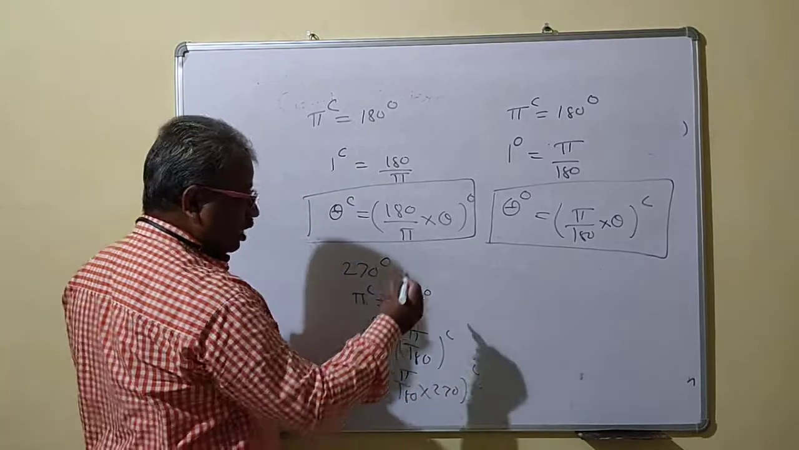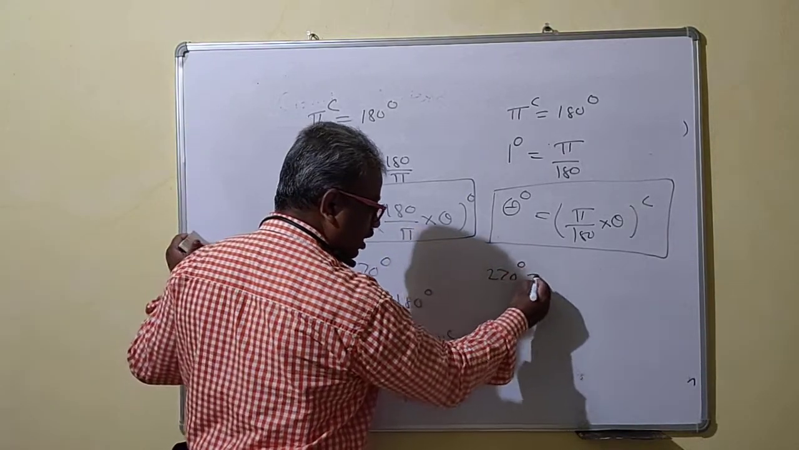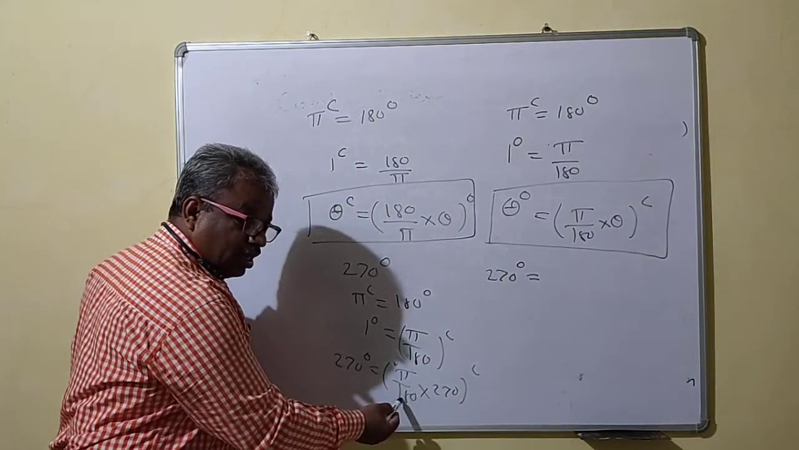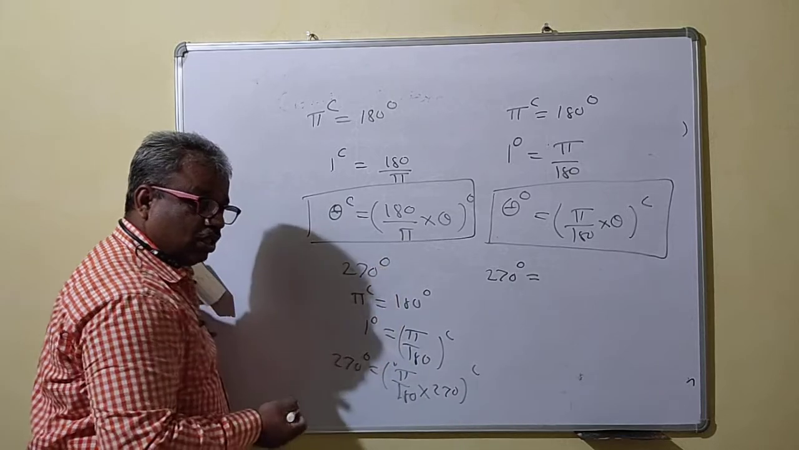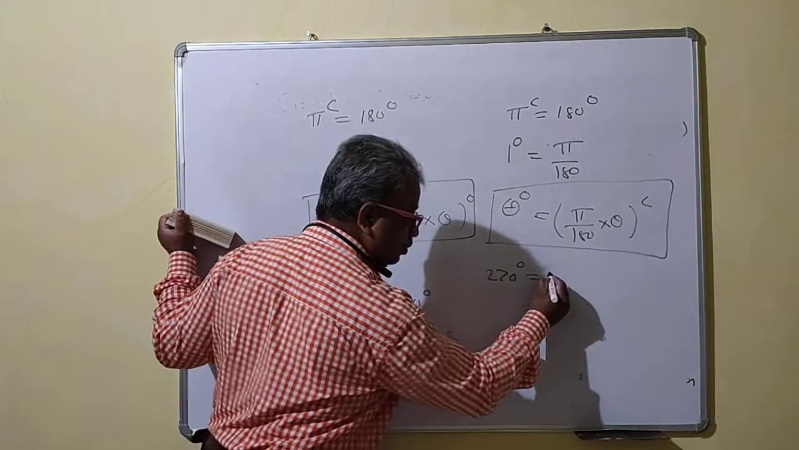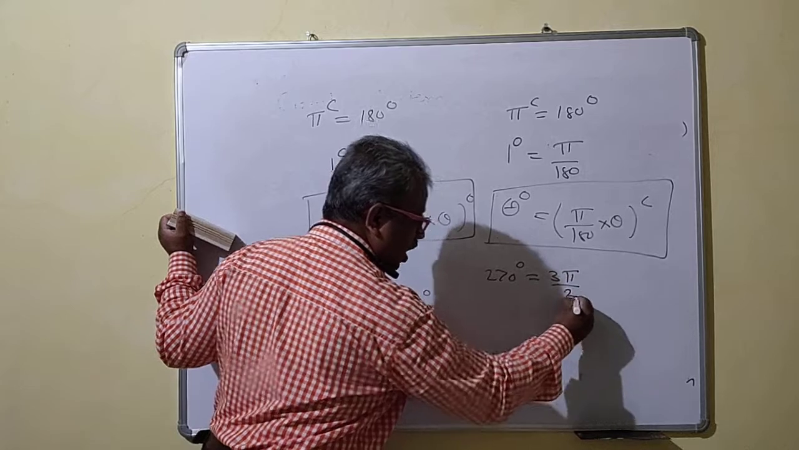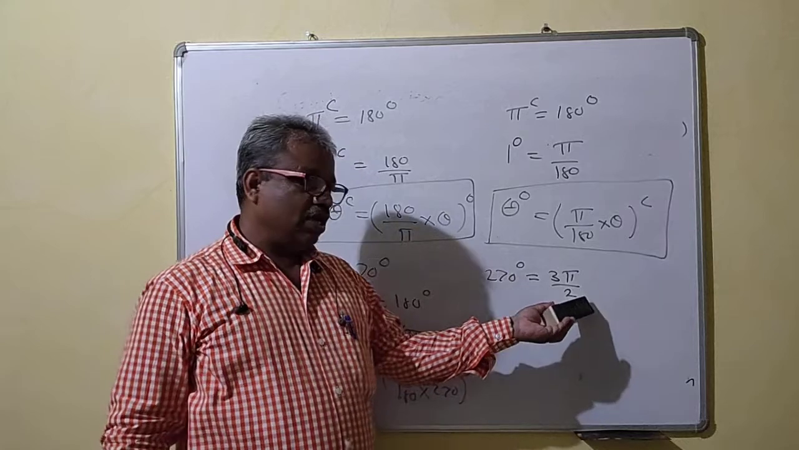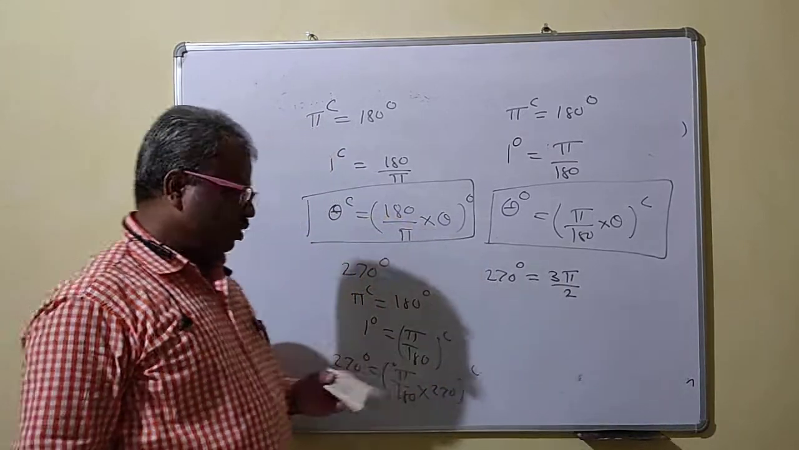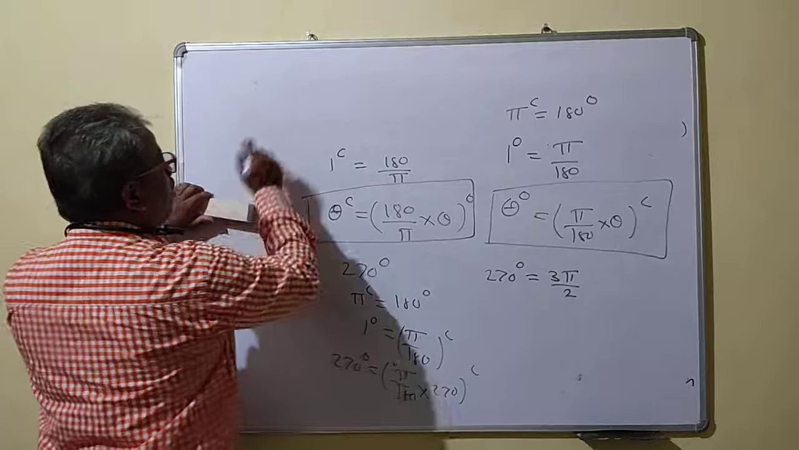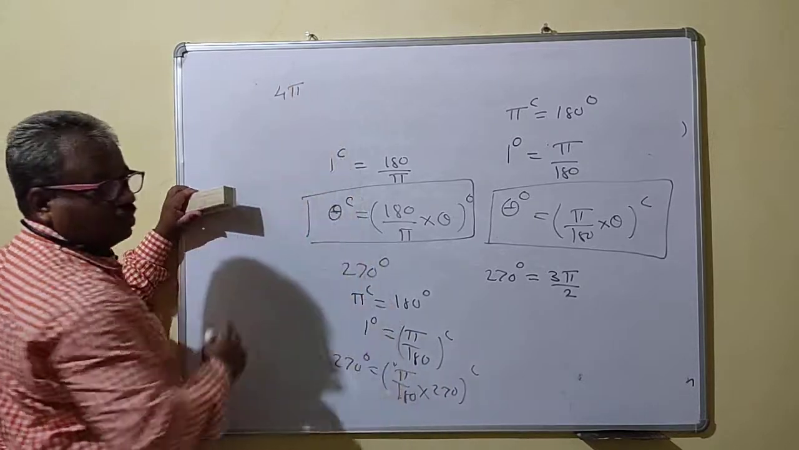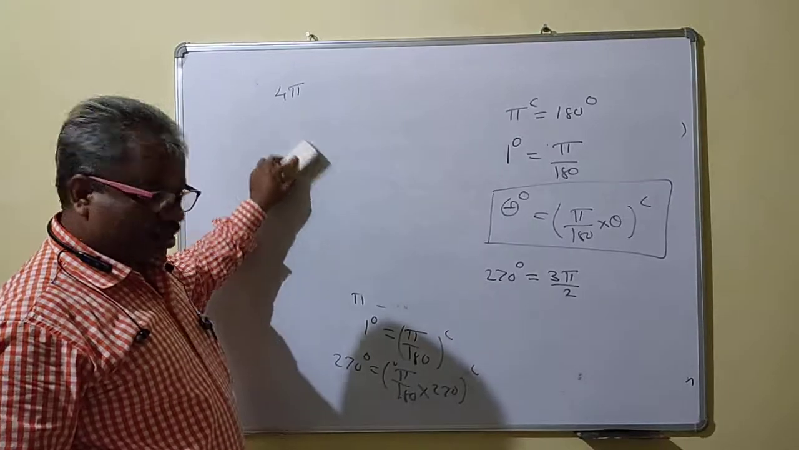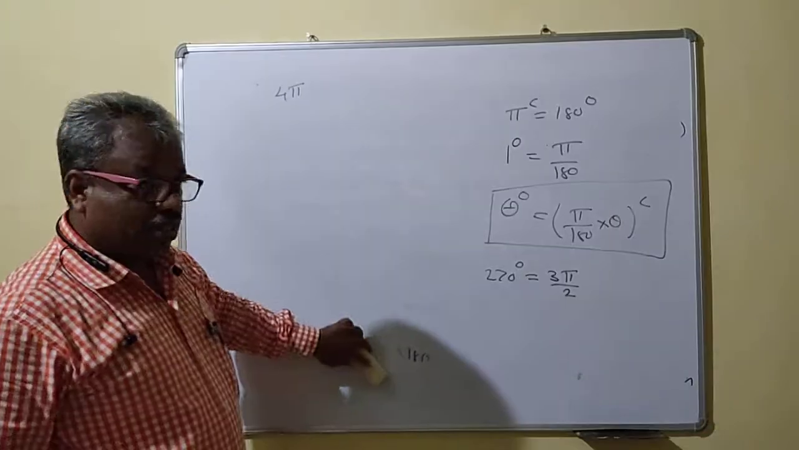So 270 degree is equal to what? This is 90 into 2, and this is 90 into 3. So 3 pi by 2. This is 3 pi by 2. So 270 degree is expressed in terms of radian measure. Now suppose you have the value 4 pi, which is a radian measure, and you want it in terms of degree measure.